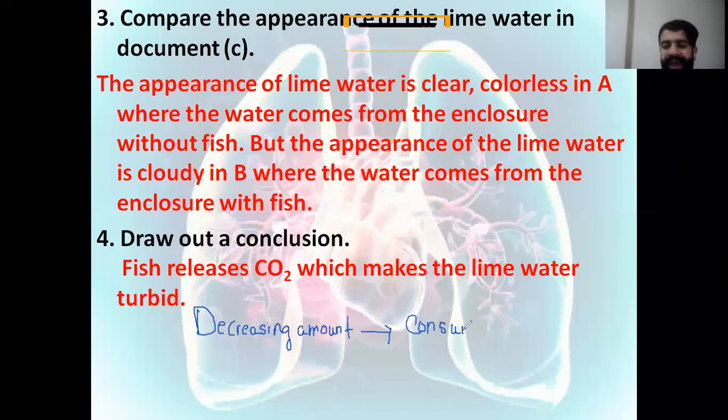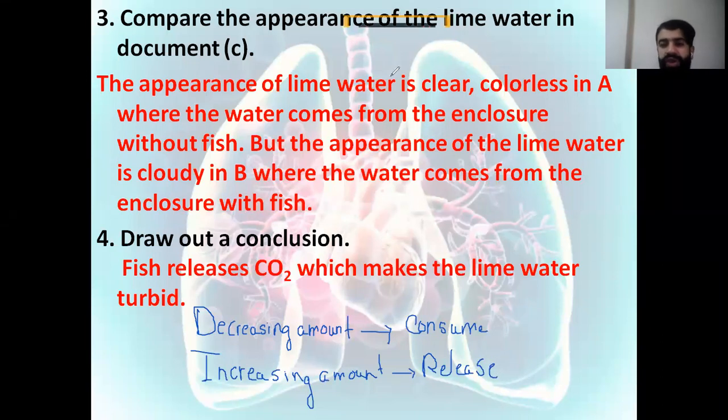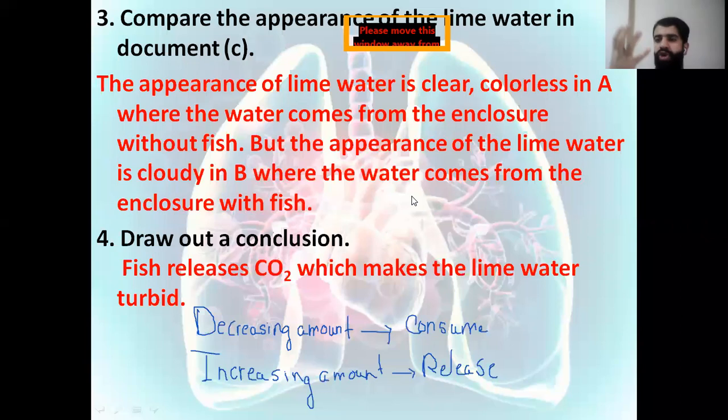While if the amount of the gas is increasing, we have release of the gas. So whenever the gas is released, the amount of this gas will increase, while whenever this gas is consumed, the amount will decrease. So when the amount of oxygen decreased in the first experiment in the graph, this means that the fish consumes or absorbs the oxygen gas. Whereas when the amount of carbon dioxide is increasing, this means that this gas is released.